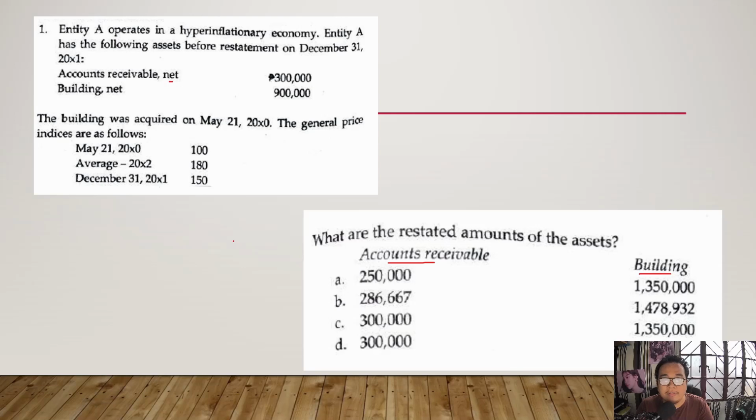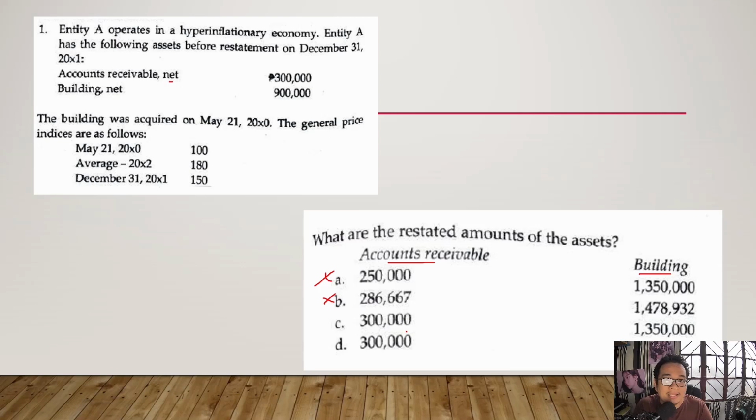So, tanggal ang A and B. Tip lang ito pag sa board exam, power of deduction, para mas more chances of winning. So ngayon, ang pag-iisipan mo na lang ay C or D, kasi sila dalawa may 300,000. Ngayon, without even solving, alamin mo lang yung concept. Yung building ba, monetary item ba yan o hindi? Hindi, kasi non-monetary siya.